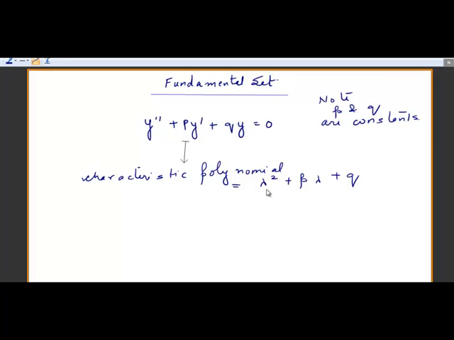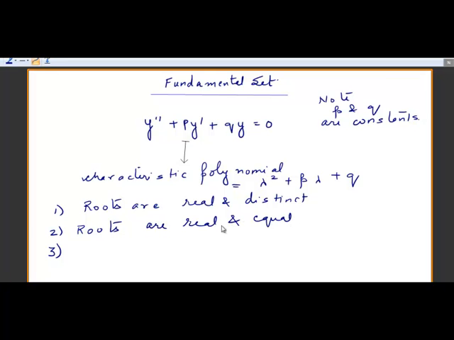Okay, so once you have a characteristic polynomial, you will write down the roots of this characteristic polynomial. So you will end up in three situations. One of them, say your roots are real and distinct, or you can have roots to be real and equal, or you can have complex roots.